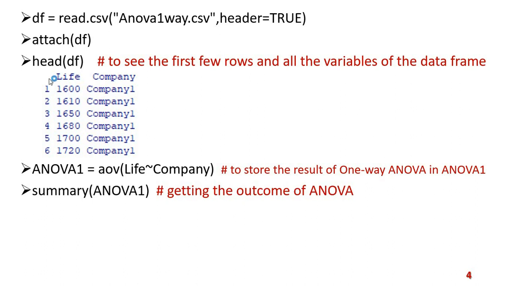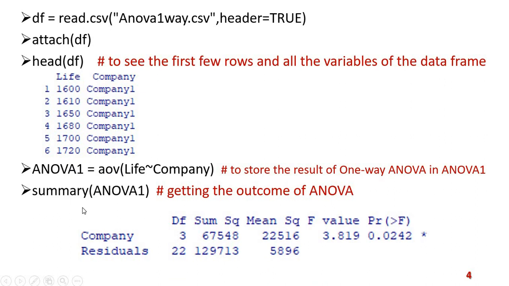And summary, and this ANOVA 1 is just the name of the variable where we store the results. You may give some other name as per your wish. But obviously AOV you cannot change. That is the ANOVA command in R. And then we use the summary command, and as soon as we press the summary command, we get the one-way analysis of variance table.